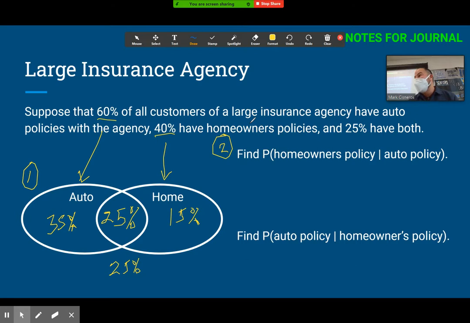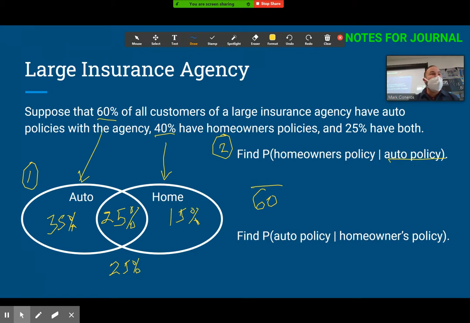I have a condition that needs to be met. Which one of these is the condition? Is the home policy the condition or the auto policy the condition? Auto. The auto policy is the condition. That's what I'm going to divide by. So when I come up with my fraction here, auto policy is the condition. What's the total for the auto policy? The total for auto policy is 60%. You guys see that? That's going to go on the bottom. I'm going to divide by 60. Remember, we're always dividing by the total, but we're only talking about the auto policies.